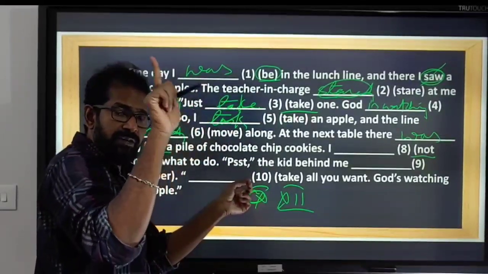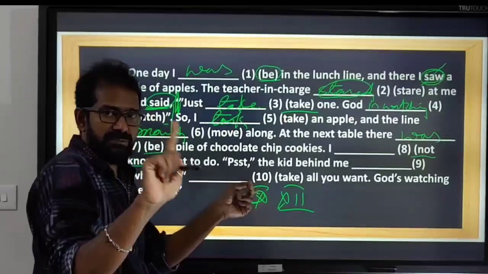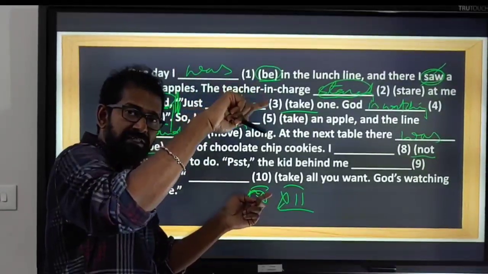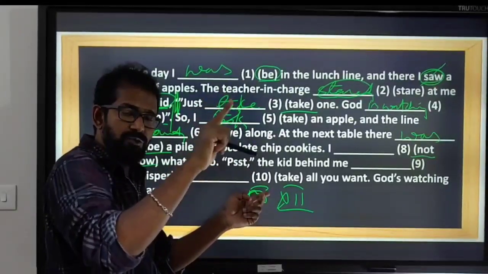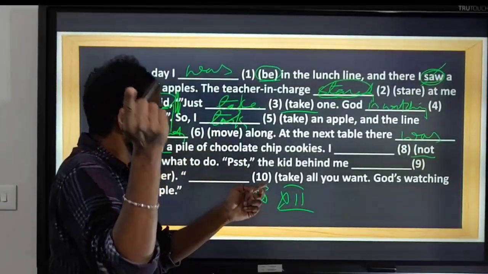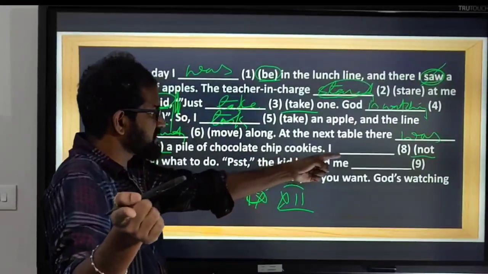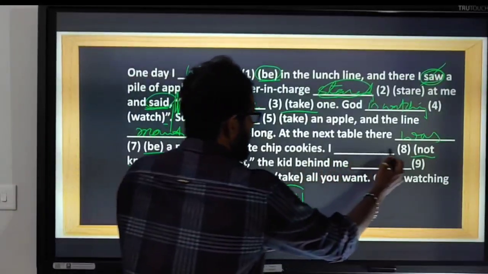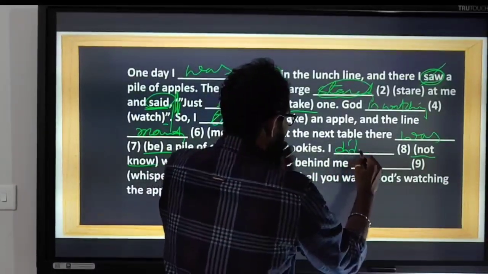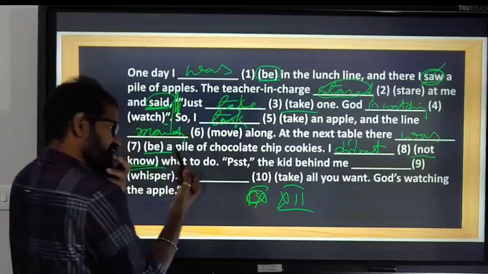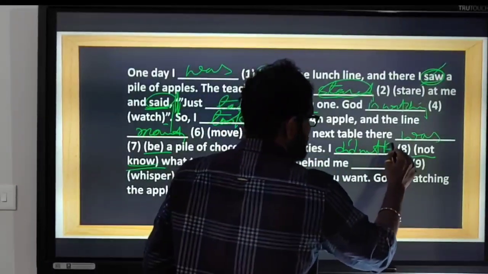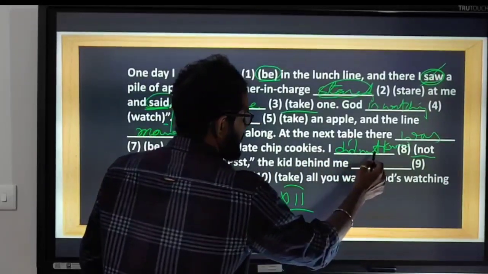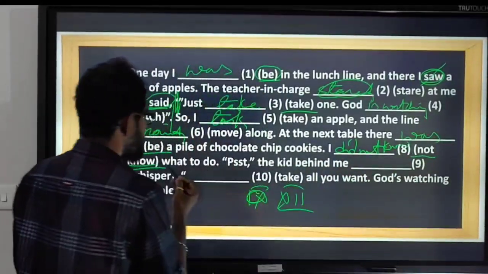I told you in past tense negative sentences are expressed using did plus base form. Present tense negative sentences are expressed with do or does plus base form. Past tense negative sentences are expressed with did plus base form. Now did, not, base form. Know is a base form. Did not know. I did not know what to do.